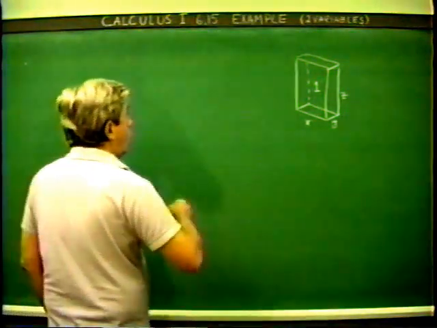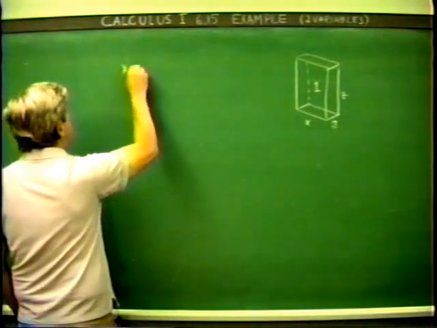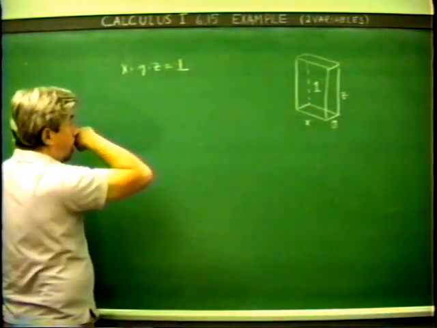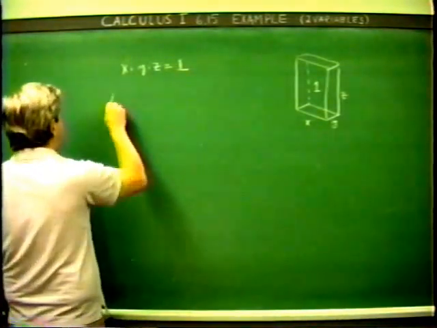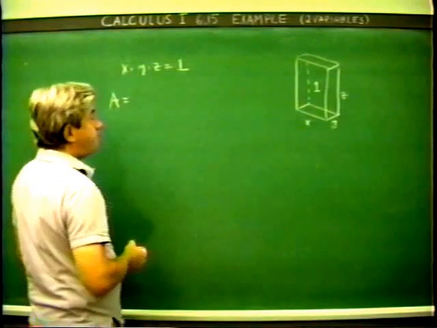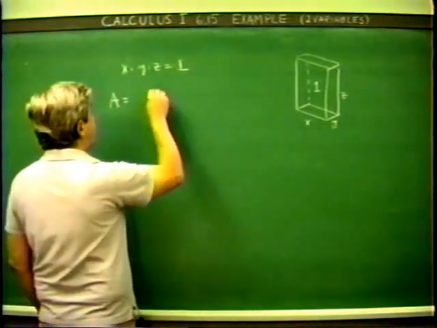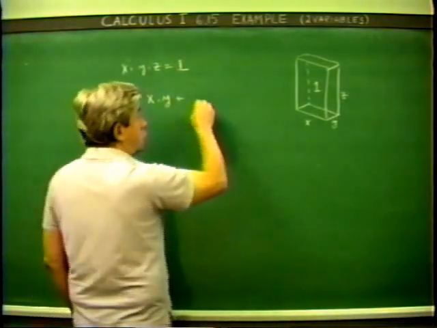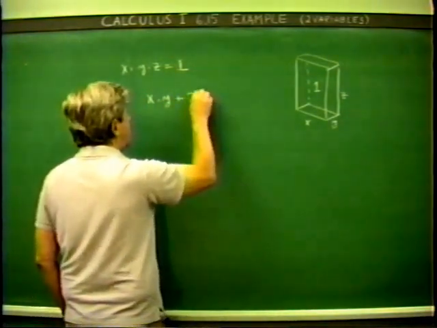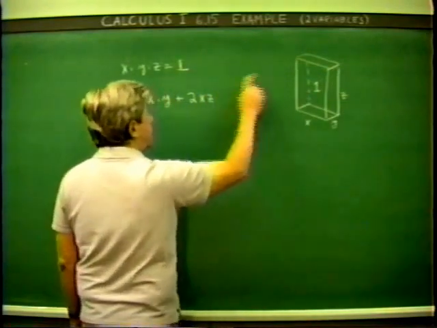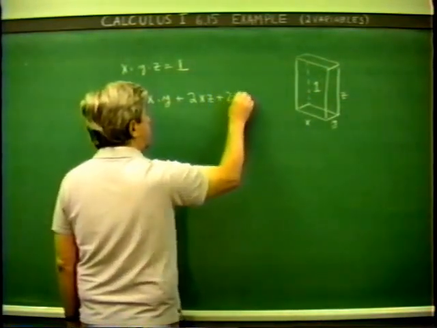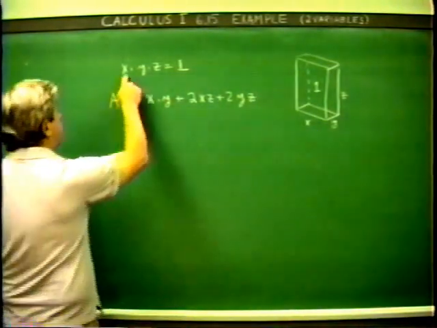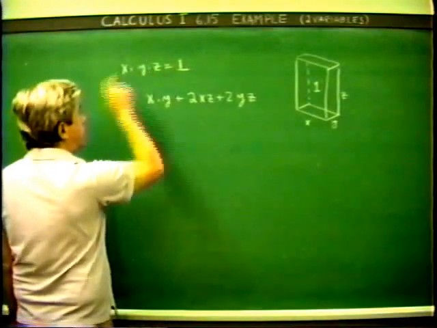And the idea is to try and find the dimensions of the box where the surface area of the box is minimal. Okay, what do we have here then? We have x times y times z is equal to 1. And the area of the box is equal to x times y plus 2 times xz, one side here, times 2, plus 2 times yz.